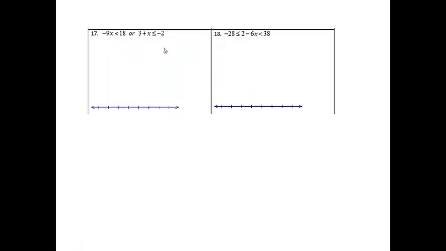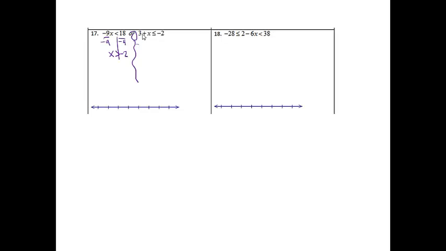All right, problem 17. This is another OR problem, so we know we're going to be heading in separate directions. So just treat each problem like it is separate. In this first one, to get rid of negative 9, since it's next to x, it means multiply. We're going to divide both sides by the negative 9. I'm going to get x. 18 divided by negative 9 is negative 2. And I divided by a negative number, so I need to make my less than sign a greater than sign.